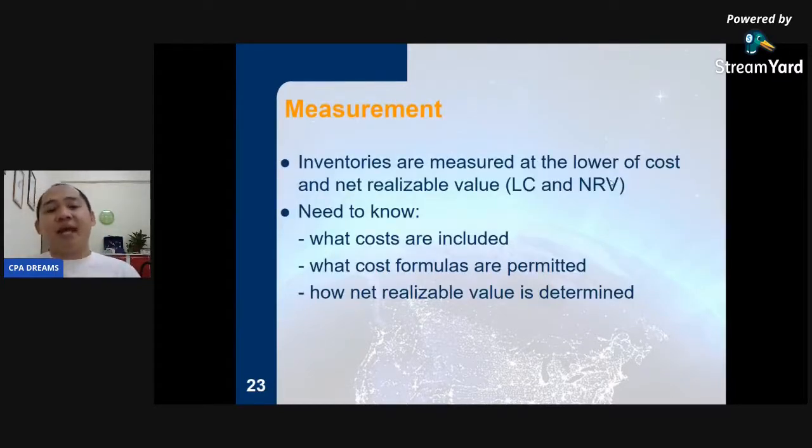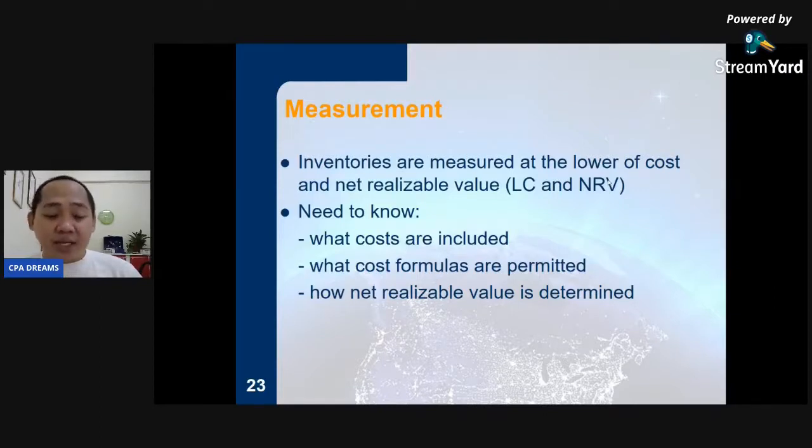Now, discussion ulit tayo. Yung measurement kasi na ginagamit sa inventory is yung lower of cost and net realizable value. Dito, ang kailangan mo ring maintindihan, what costs are included and what cost formulas are permitted, and then how net realizable value is determined. Magbigay ako ng example dito at the end.